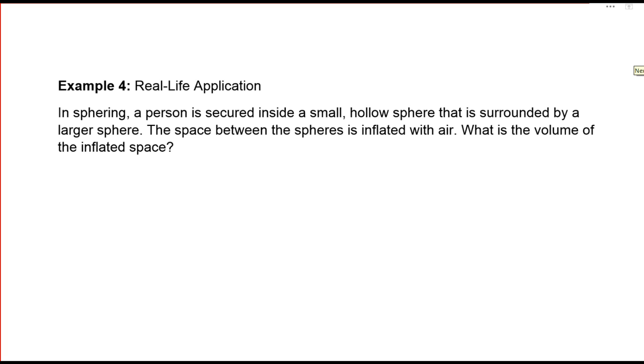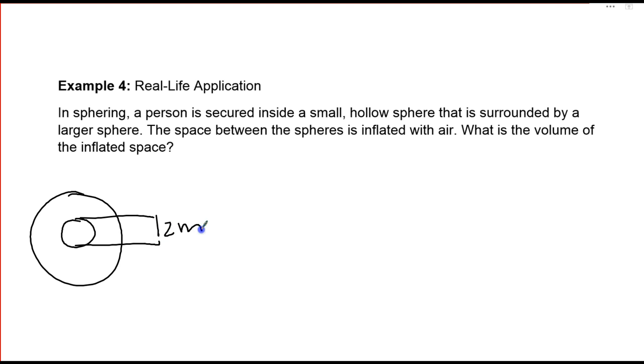And next, example 4 is our real-life application. In sphering, a person is secured inside a small hollowed sphere that is surrounded by a larger sphere. The space between the spheres is inflated with air. What is the volume of the inflated sphere? And I forgot to give you the picture. So here's our sphere, and there's a littler sphere inside of it. So it says from here to here is 2 meters, and from here to here is 3 meters.